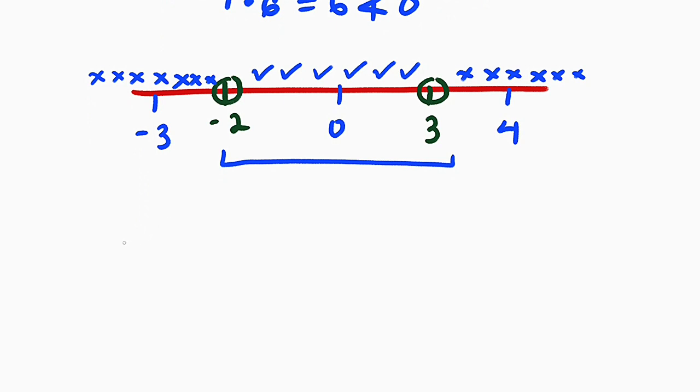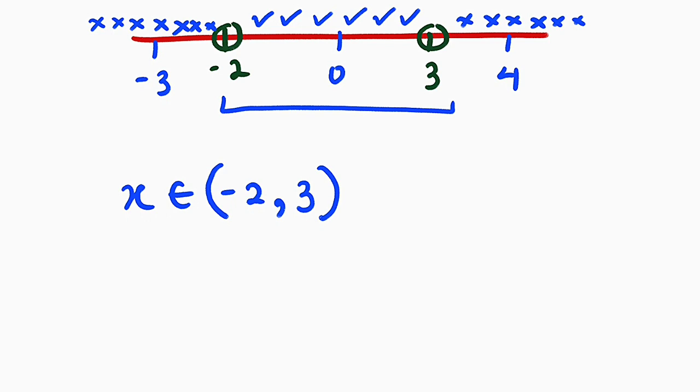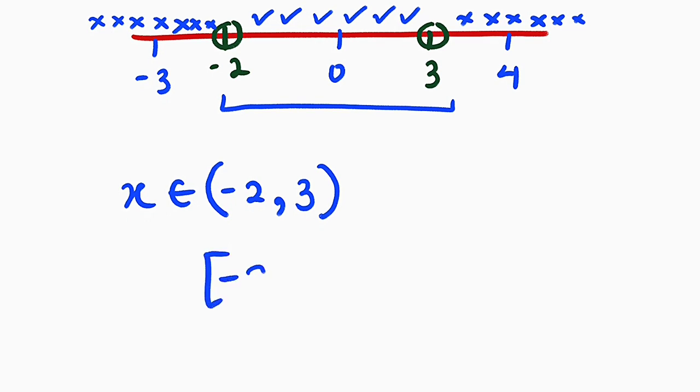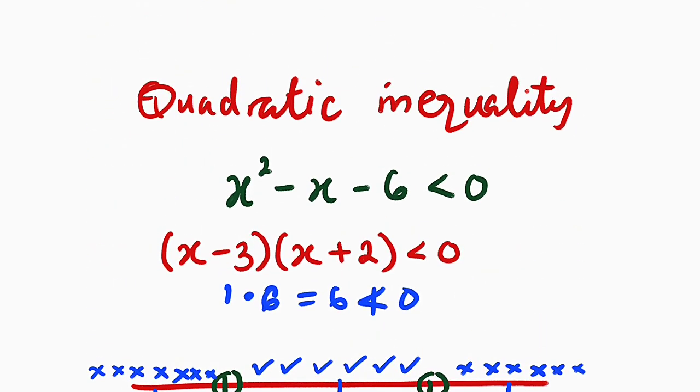So we finally conclude that x belongs to the set of values from -2 all the way to +3. Remember that if -2 and +3 were part of the solution, we would have to use square brackets like this. But since they are not part of the solution, we use parentheses. And this is said to be the solution to this quadratic inequality.